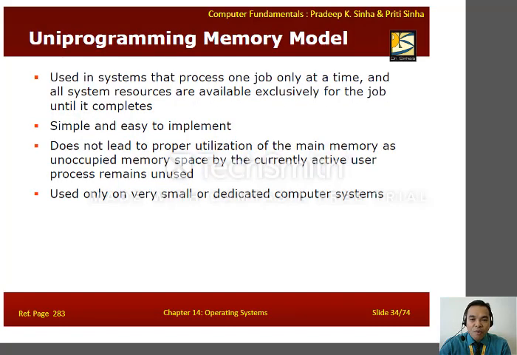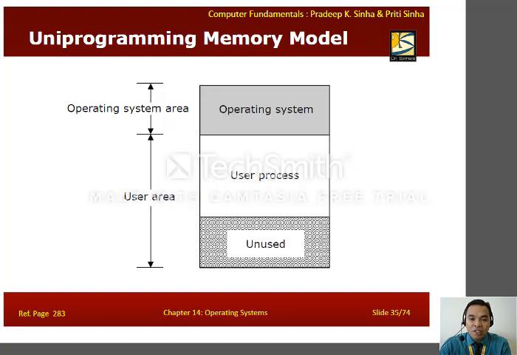So we have here the uniprogramming memory model. This model is used in systems that process one job only at a time, and all system resources are available exclusively for the job until it completes. This type of memory model is simple and easy to implement. This model also does not lead to proper utilization of the main memory, as the occupied memory space by the currently active user process remains unused. This model is also used only on very small or dedicated computer systems. So this is the diagram of a uniprogramming memory model.